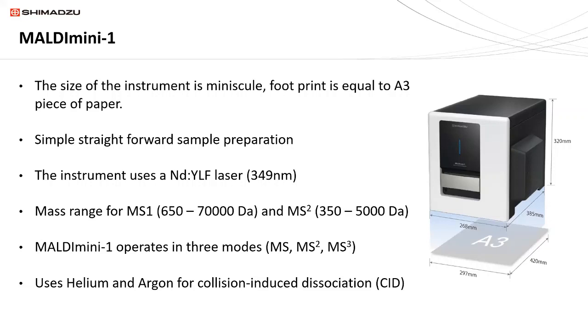For the mass range of the instrument, it goes from 650 to 70,000 Daltons. In the MS2 and MS3 range, it goes from 350 to 5,000 Daltons. So it's a fairly good mass range for analyzing lots of different types of molecules. The Multi Mini 1 can operate in three different modes: MS1, MS2, and MS3. To fragment molecules, it uses helium and/or argon for collision-induced dissociation, and you can select between the two.